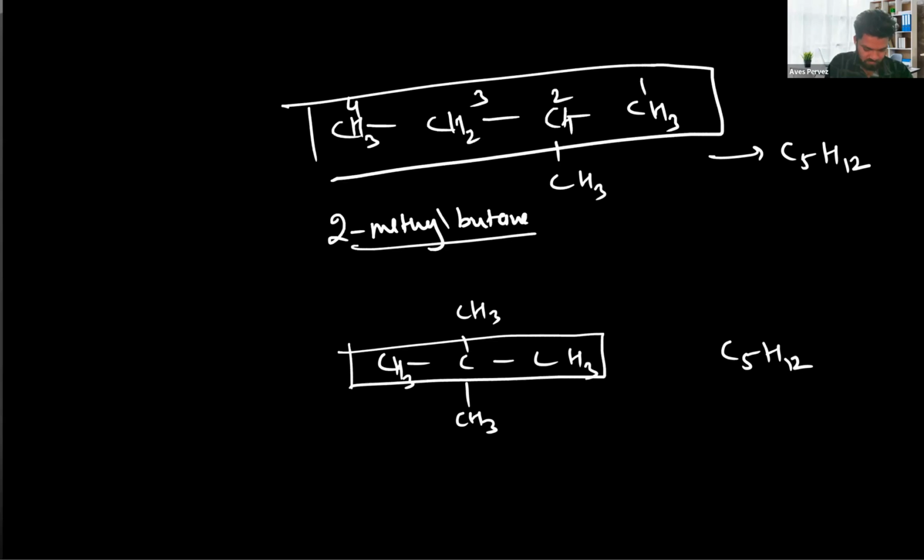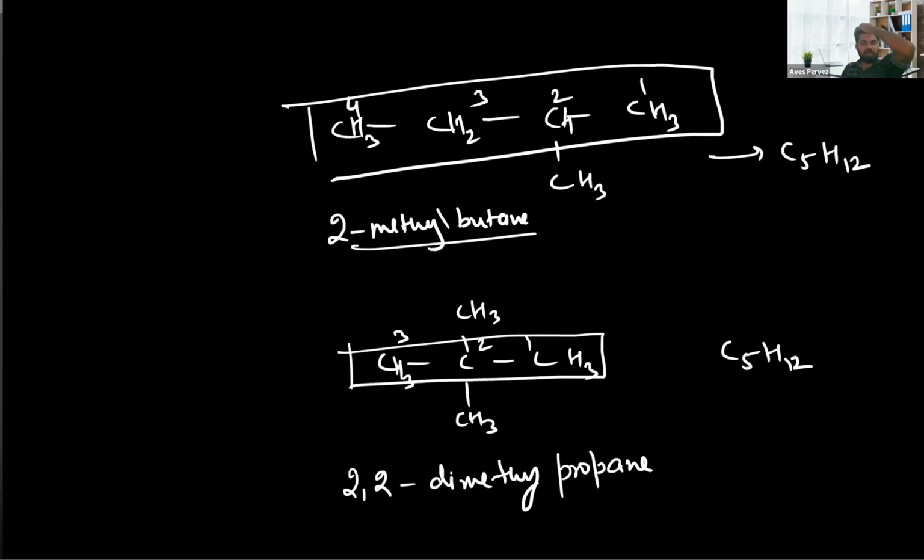Sir, is it 2,2-dimethyl propane? Yes, it is 2,2. Then it is di, then methyl. Why di? Because this is 2. 1, 2, 3. This is 2,2-dimethyl. Prop means 3 carbon chain. Ane means single bond between carbon atoms. Understood?